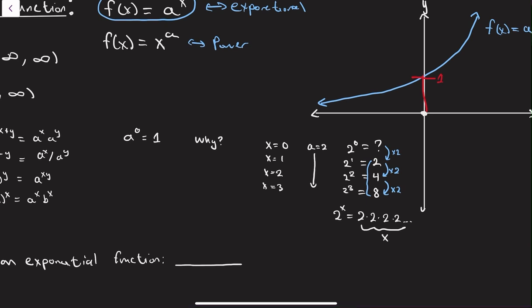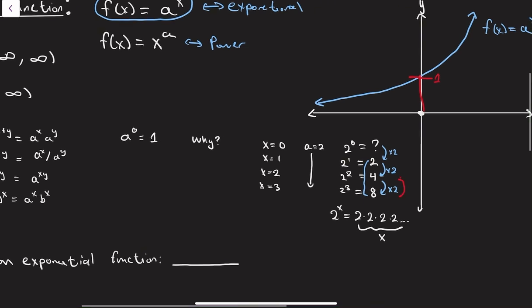As well, if we're going back, and I'll switch colors, we're dividing by 2, then dividing by 2, and subsequently we'd have to divide by 2. So when we have 2 and we divide by 2, the only number that's possible is 1.